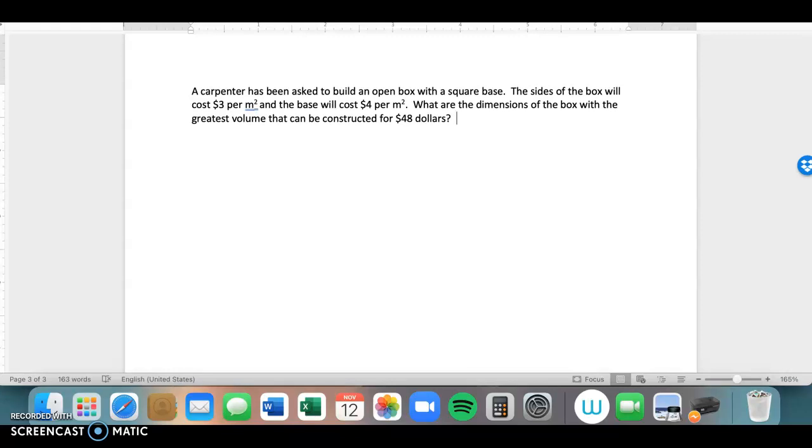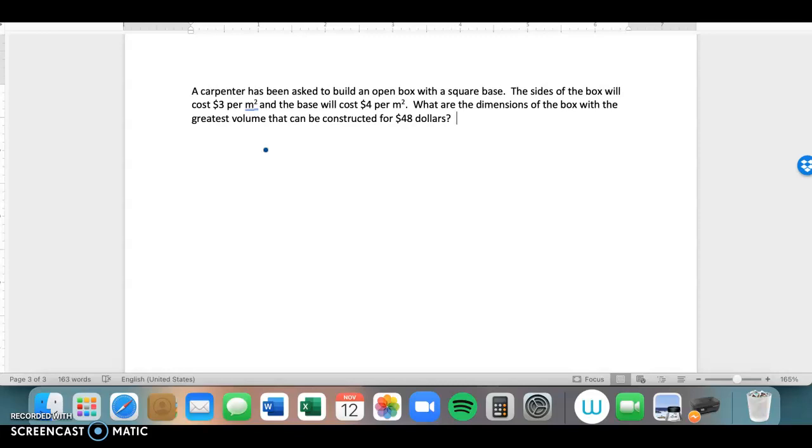Hey everyone. Okay, we are on to a carpenter being asked to build an open box with a square base. The sides of the box will cost $3 per meter squared and the base will cost $4 per meter squared. What are the dimensions of the box with the greatest volume that can be constructed for just $48?